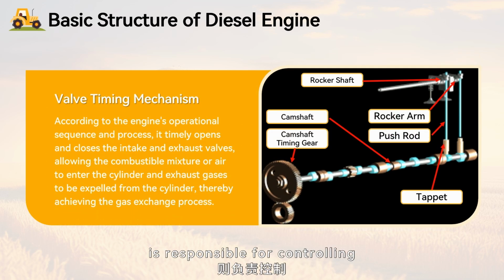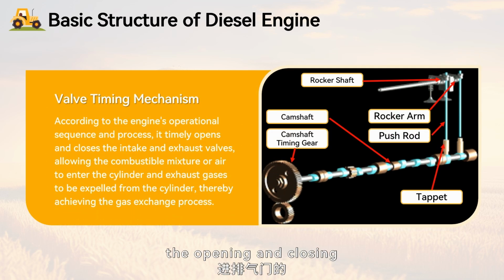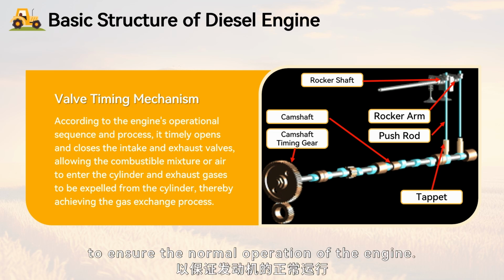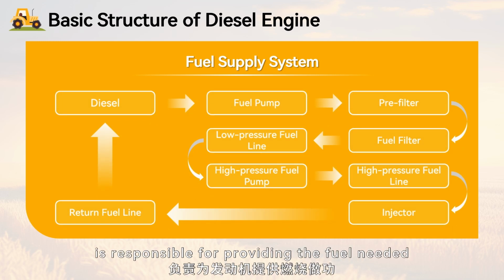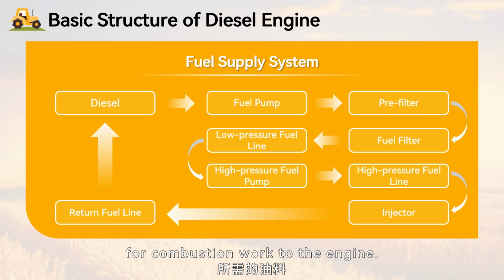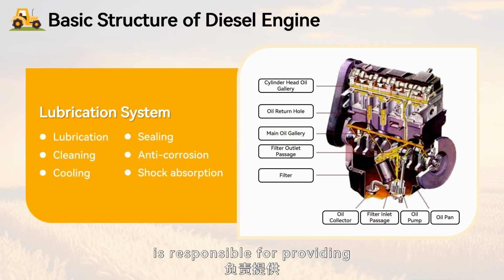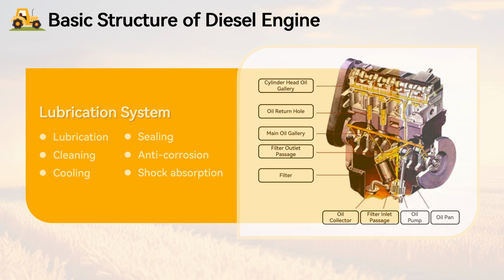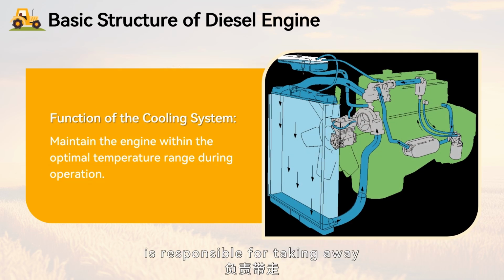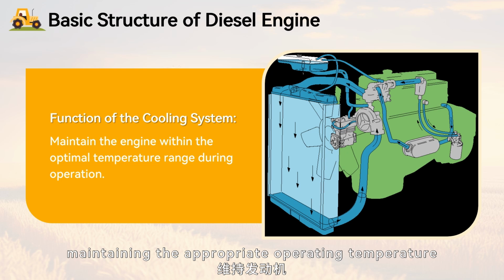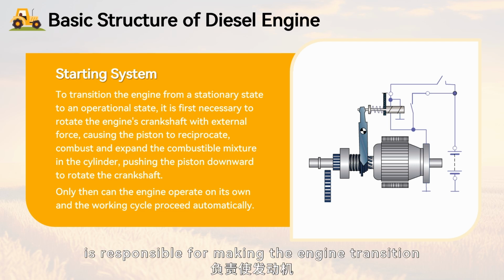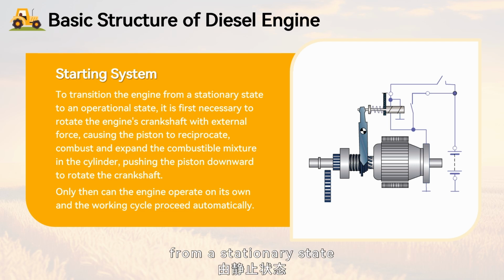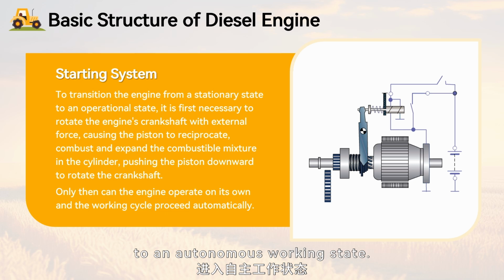The valve train is responsible for controlling the opening and closing of the intake and exhaust valves to ensure the normal operation of the engine. The fuel supply system is responsible for providing the fuel needed for combustion work to the engine. The lubrication system is responsible for providing a lubricating environment to reduce mechanical wear. The cooling system is responsible for taking away and dissipating heat, maintaining the appropriate operating temperature of the engine. The starting system is responsible for making the engine transition from a stationary state to an autonomous working state.